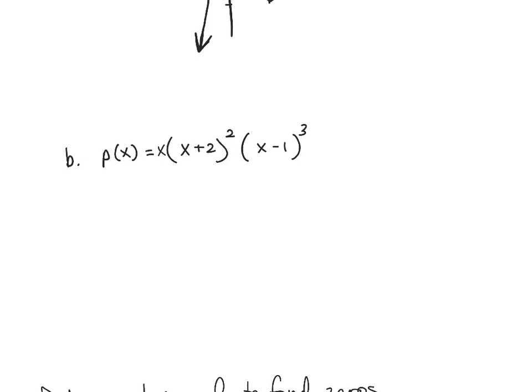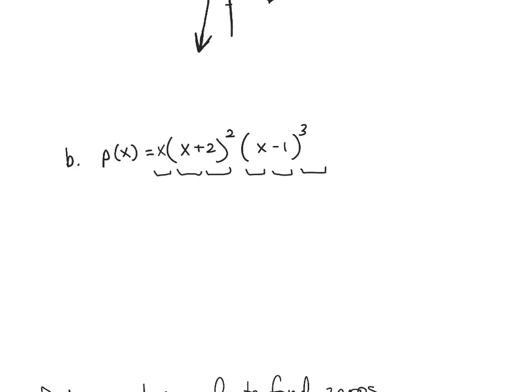X plus 2 squared means that there's really 2 factors of x plus 2. And then x minus 1 cubed means that there's really 3 factors of x minus 1 times x minus 1 times x minus 1. And then there's this factor of x. So there are 1, 2, 3, 4, 5, 6. There are 6 factors of this polynomial, which ultimately is going to mean it's a 6-degree polynomial.